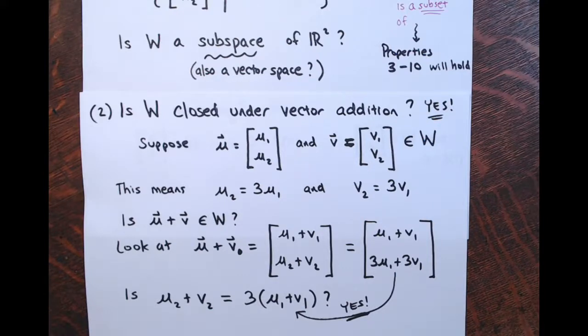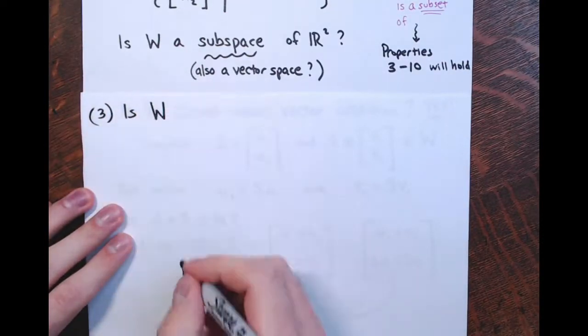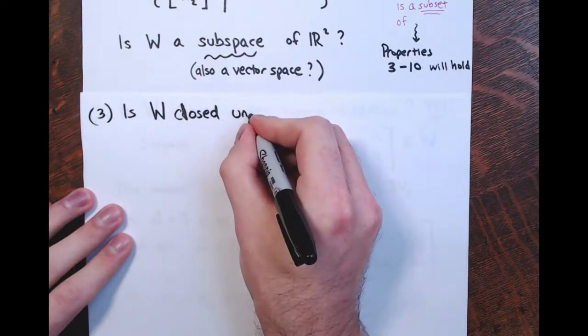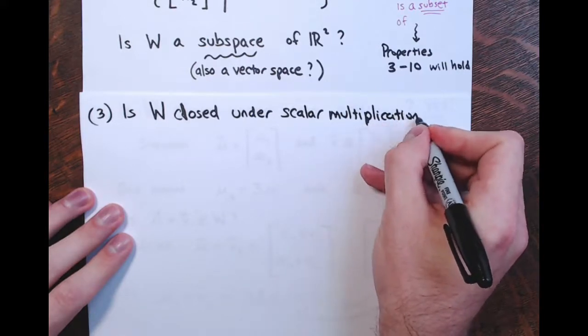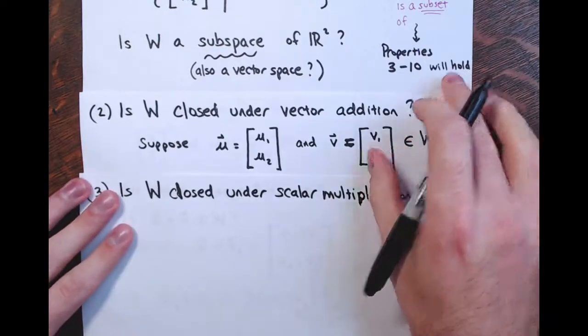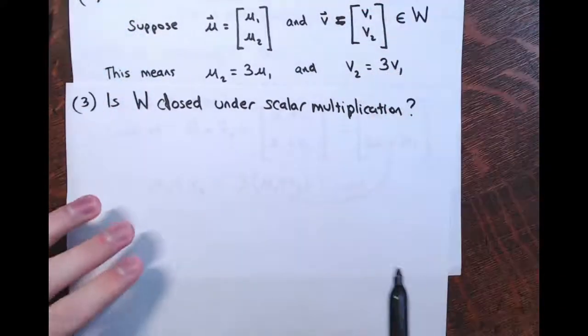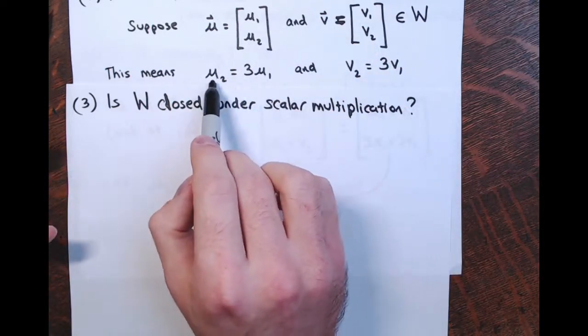All right, so we got property 1 holding of those 10 properties. And again, 3 through 10 will automatically hold because these are vectors from R2. Now we just need to check property 2. The third condition I'm checking here is that second property of those 10 vector space properties. Now the question is, is W closed under scalar multiplication? So let's take vector u. I'm taking some vector from W, say vector u with components u1 and u2. If it's in W, that means that u2 must be 3 times u1.